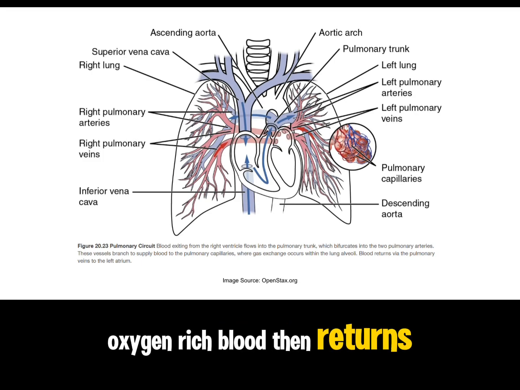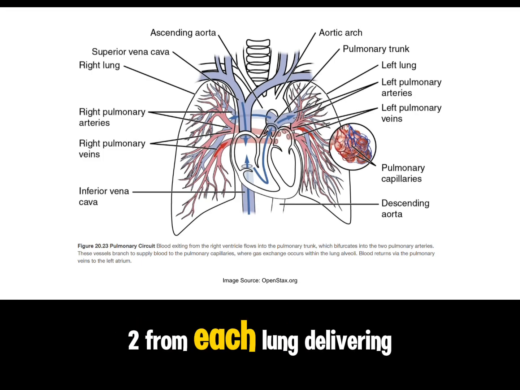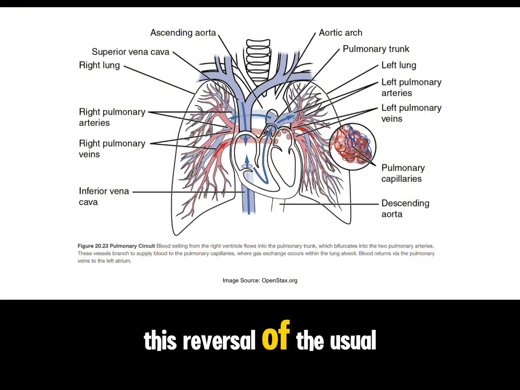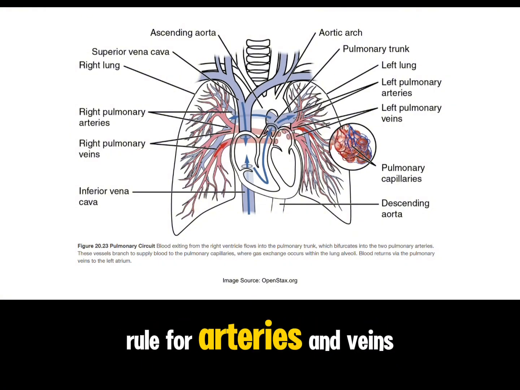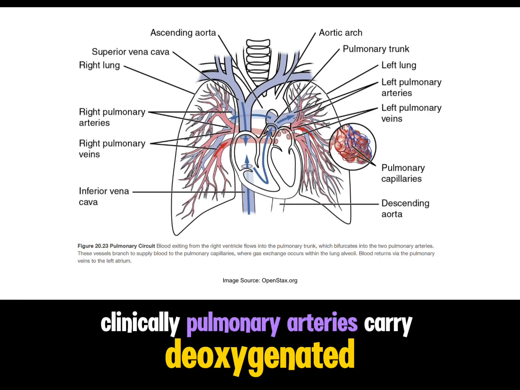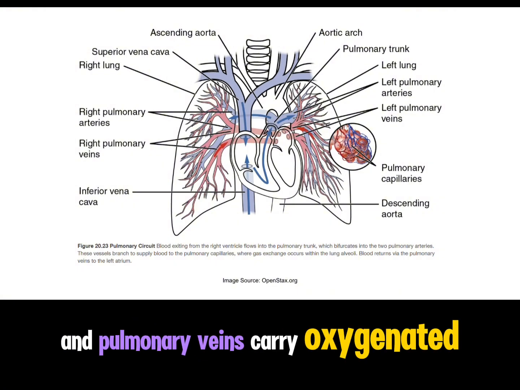Oxygen-rich blood then returns to the heart through 4 pulmonary veins, 2 from each lung, delivering it to the left atrium. This reversal of the usual rule for arteries and veins is important clinically. Pulmonary arteries carry deoxygenated blood, and pulmonary veins carry oxygenated blood.